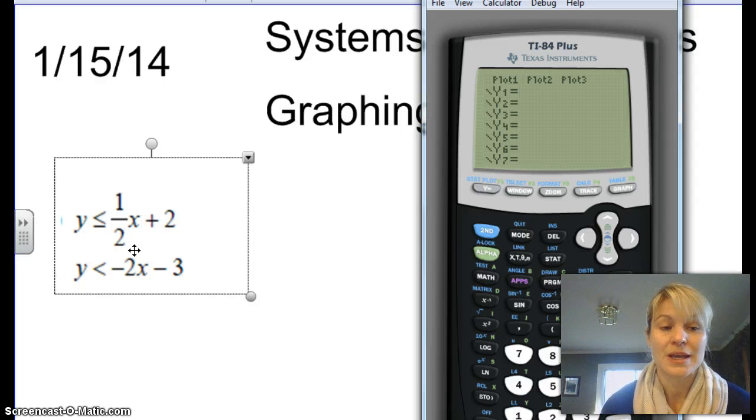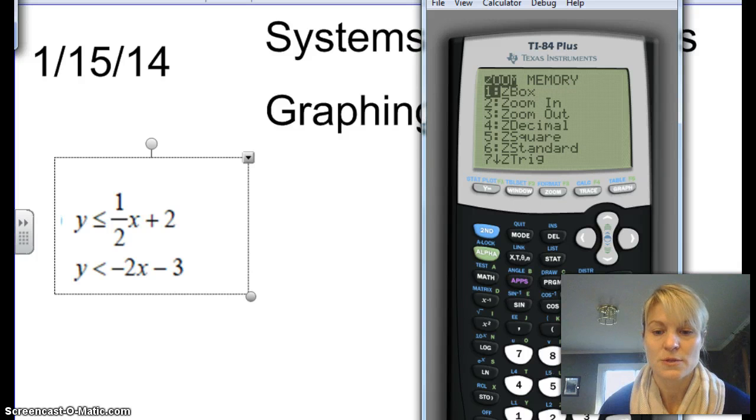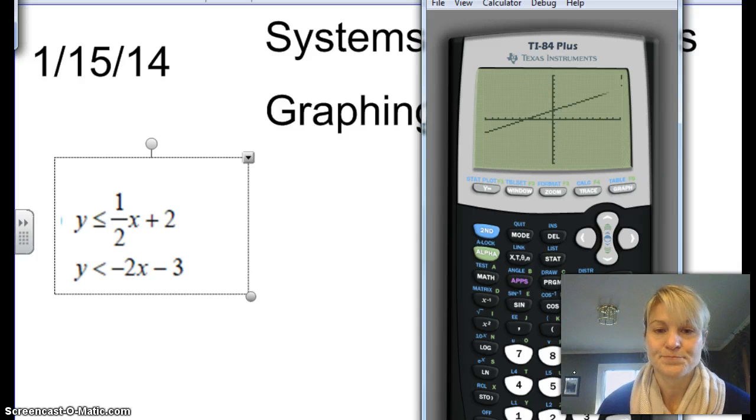So to put this equation in, I'm going to treat it as if that was an equals. So I'm going to go to my calculator and I'm going to put in 1/2, which is 1 divided by 2, x, and then we have plus 2. So that's that equation. Then I'm going to go down to y2, and I'm going to put in negative and make sure we hit that negative sign. It's a short line. x minus 3. Okay? So when we're graphing this, make sure you start at your zoom standard, which is zoom 6. And we'll see that these cross, and we can even find the intersection.